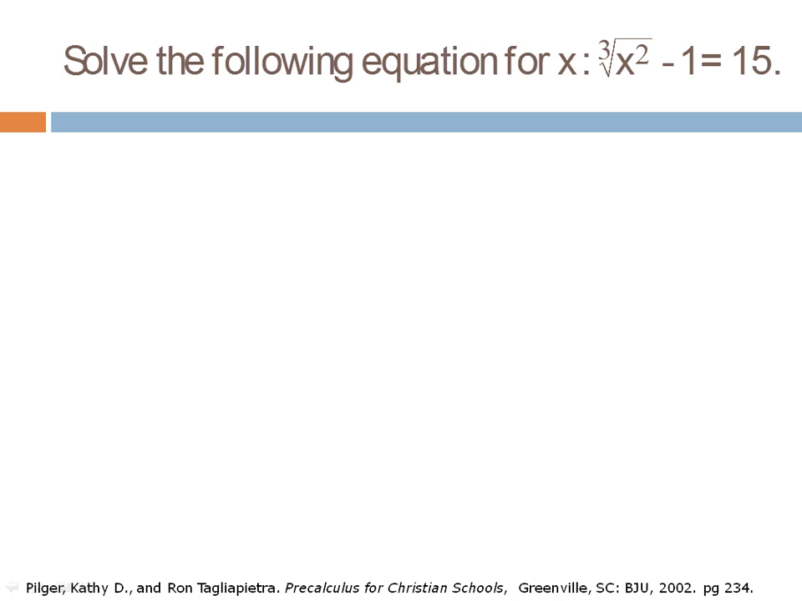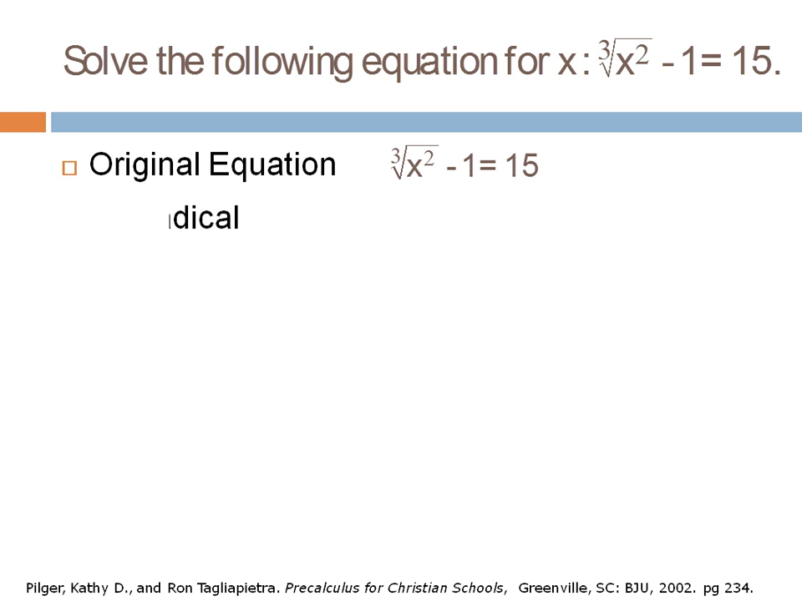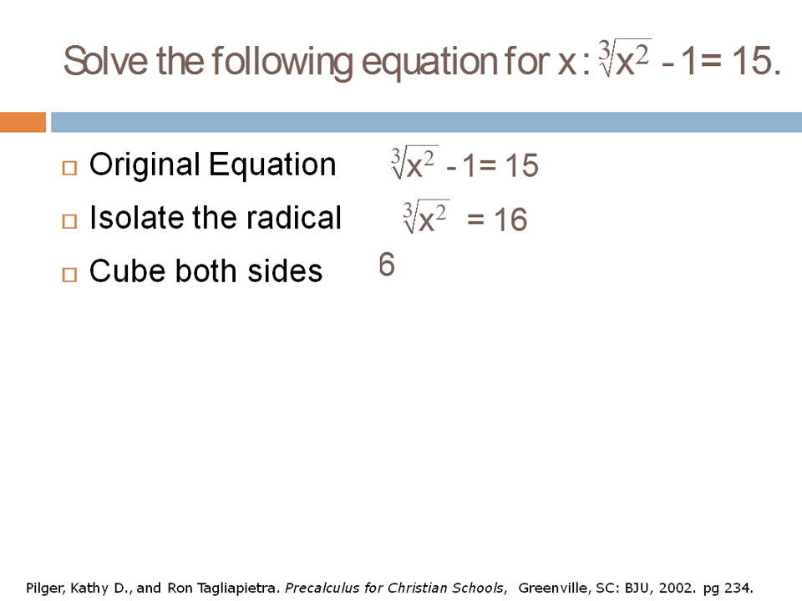So we want to solve this equation. If we follow our steps, we want to isolate the radical. Isolate means get it by itself, so we're going to go ahead and add 1 to both sides. And we get the cubed root of x squared equals 16. Well, to undo this cubed root, the inverse of cubed root is cubed, so we're going to cube both sides. Obviously, 16 cubed is 4,096. I'm sure you all know that.